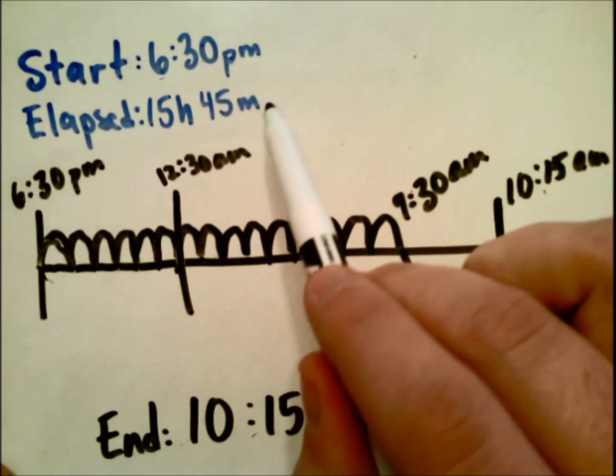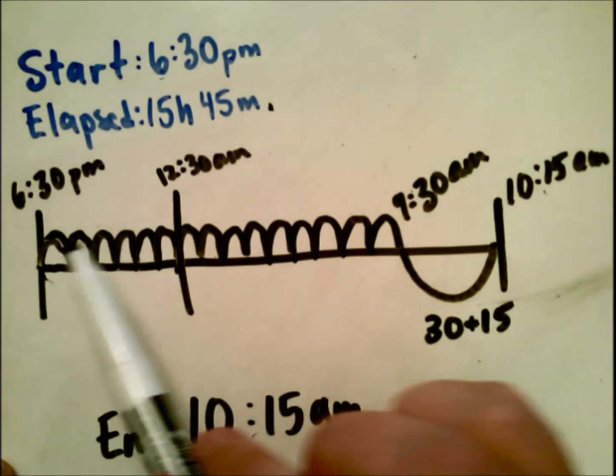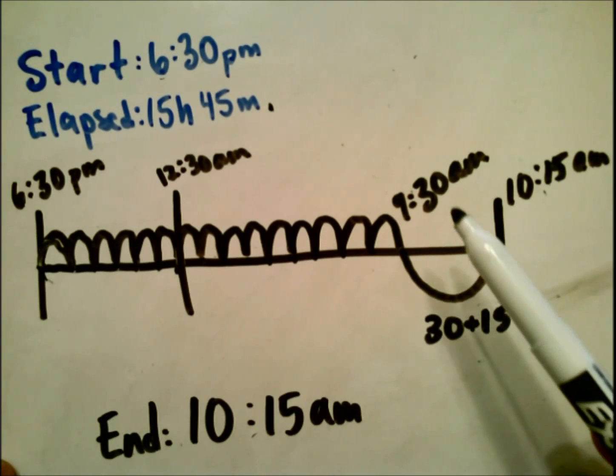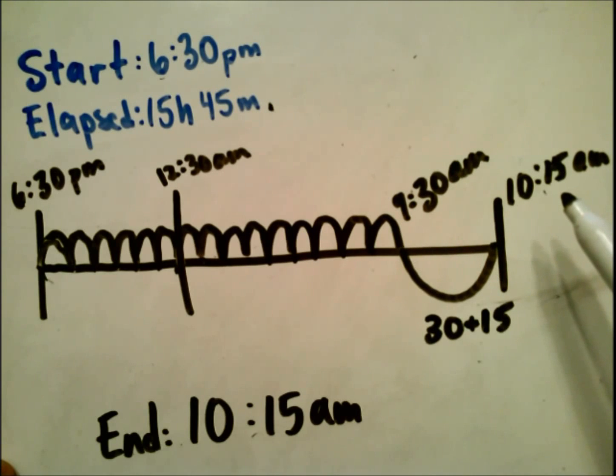And I know that because all I did was map my elapsed time. We had the 15 hours and the 45 minutes broken up into the 30 and 15 to help me with my counting. And that makes me get to 10:15 a.m.